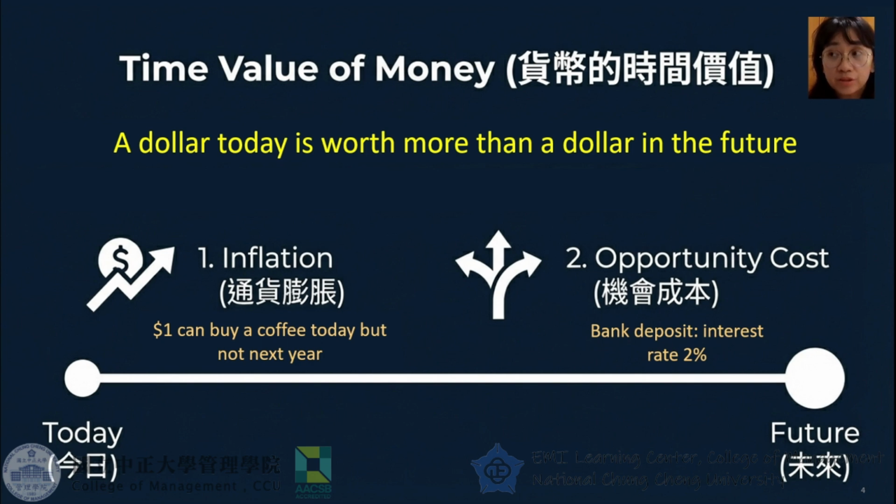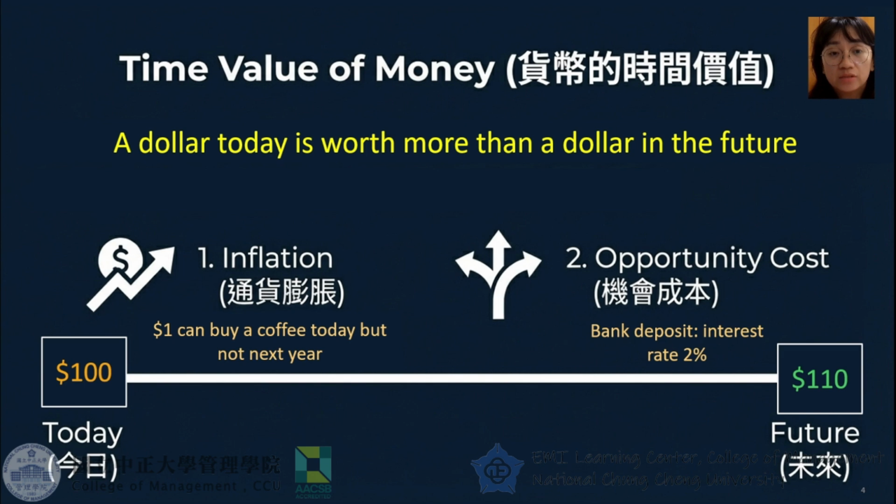And here is the real question. How can we compare money at different points in time? Let's say option A is still $100 for today, but option B is no longer $100. It's $110. So which option is better now? How can you compare different amounts of money at different points in time?